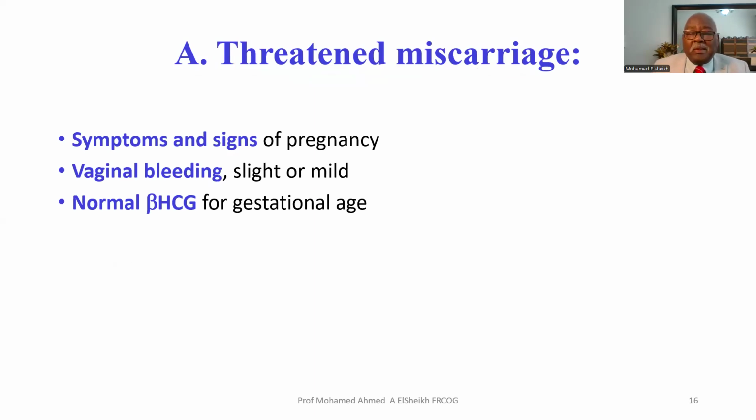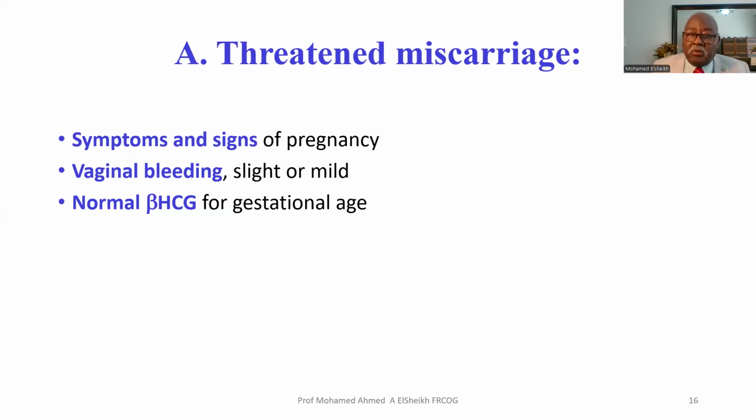If you do the beta HCG, it is normal for gestational age. That's to say, when we ask for a beta HCG, the laboratory usually quantifies it. They give you a quantity that is so and so, and at the same time a comment whether that corresponds to the age or not. Or they may say that this corresponds to the age of so many weeks. So you have to compare that with the gestational age.